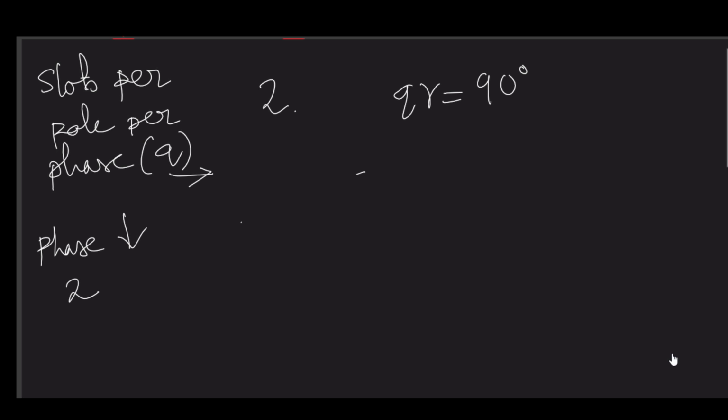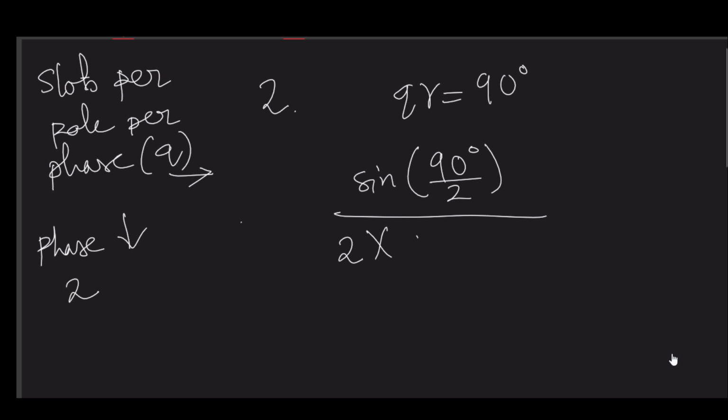So what is the case for this? Like sine 90 degree by 2, here Q is 2, then it is like 2 into sine 45 degree by 2. So if you calculate, it will give you 0.924. So here it is 0.924.